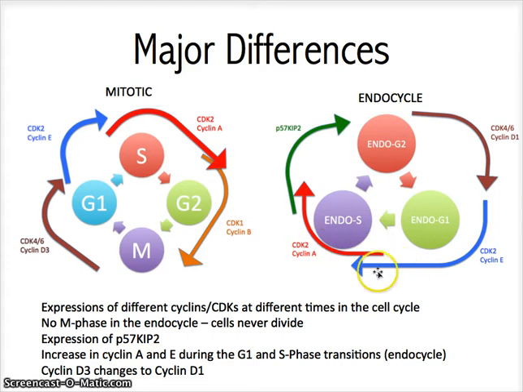You've got this overexpression of cyclin E and A, which is basically just stimulating this DNA synthesis. And then you've got this change from cyclin D3 to cyclin D1. So I hope that gives you just a general overview and it's easy to understand.